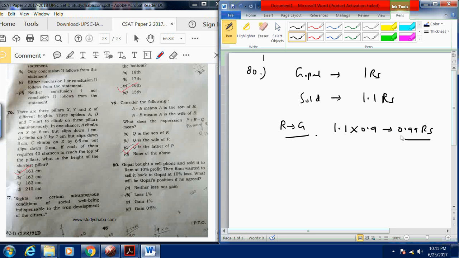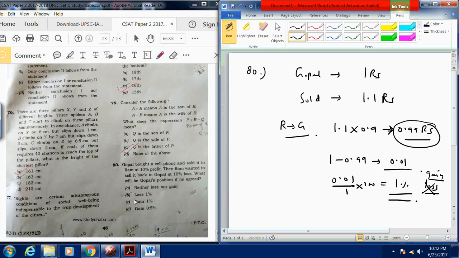So what will be Gopal's position if he agrees? Now he spent 1 rupee and he again has to spend 0.99 rupees to get it back. So effectively it will be 1 minus 0.99, that means 0.01. It will be 0.01 by 1 into 100, that means 1%. Rather than a loss, he will be gained. He will have to spend only 0.99 rupees to buy it now. So it will be a gain of 1%.